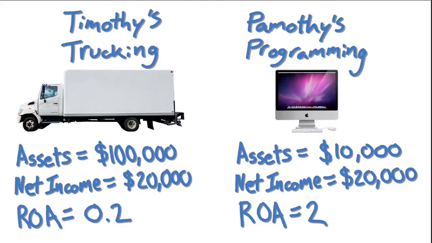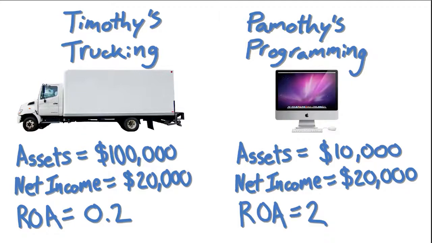Now, what does this mean? You can kind of picture this if we reverse the ratio, if we turn it into an asset to income ratio. If we look at it in terms of asset to income, $100,000 divided by 20,000 is 5. In this case, it's 0.5, 10,000 divided by 20,000. So what that means, in order to earn an additional dollar in profit, on average, there's some economies of scale, but in order to earn an additional dollar in profit with Timothy's Trucking Company, he has to spend $5. He has to spend $5 on assets in order to earn $1 in net income. With Pamothy's Programming, she only has to spend 50 cents on new assets in order to earn an additional $1 in net income.